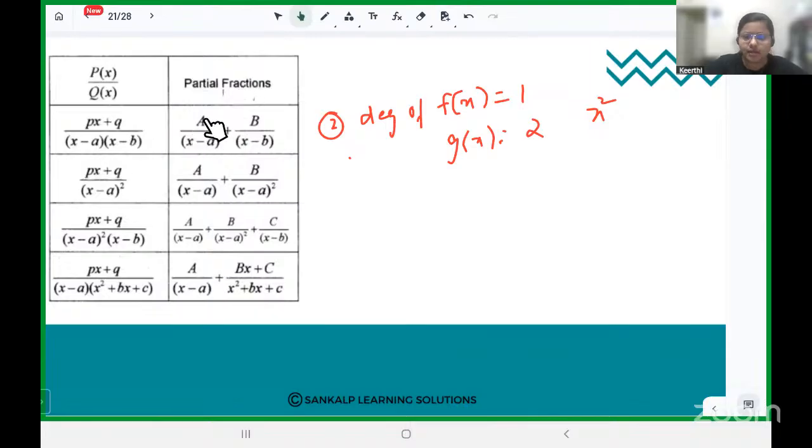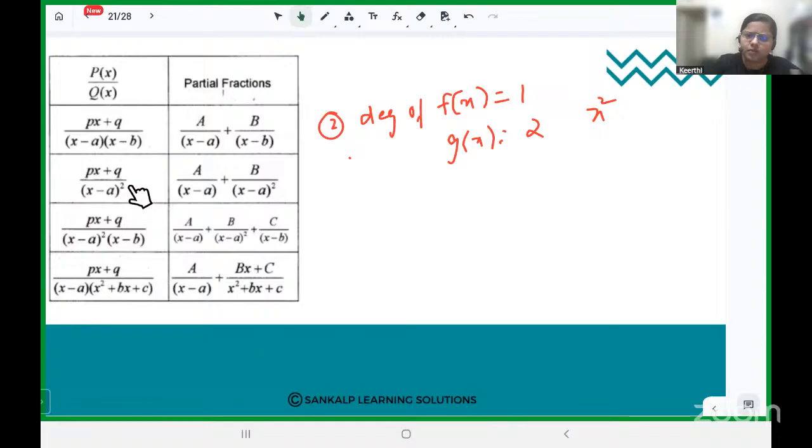You write constants A and B: A by x minus a plus B by x minus b. So we split this product of factors into a sum of fractions. Now you take the second question. These all satisfy the conditions. It is of the form f of x by g of x, where the numerator's degree is less than that of the denominator, and the denominator is either a product of linear factors or quadratic factors.